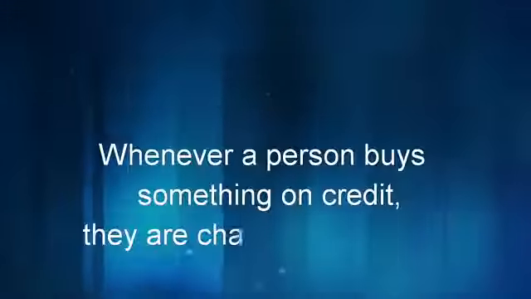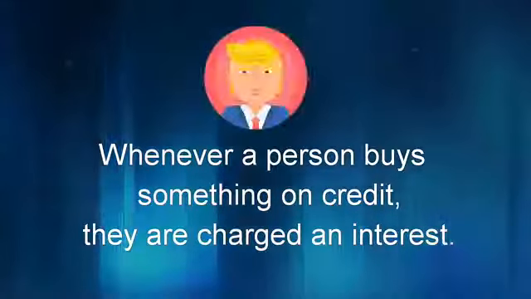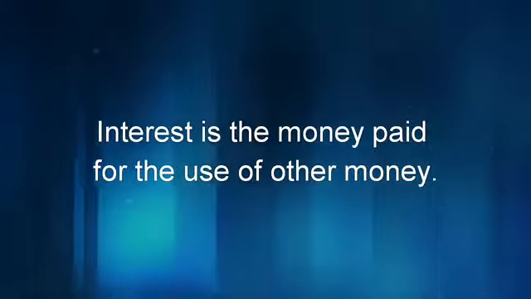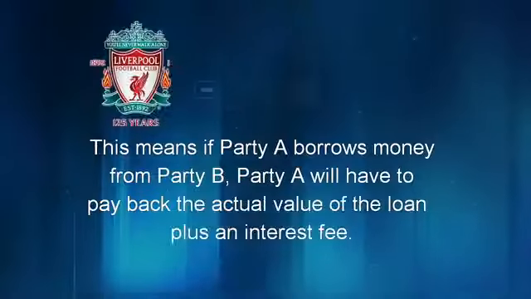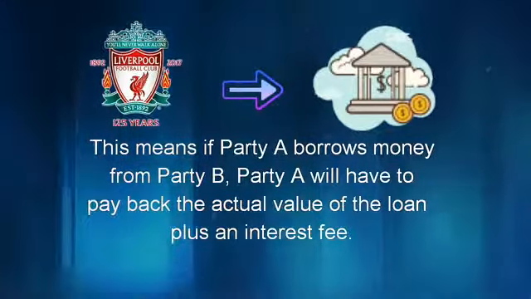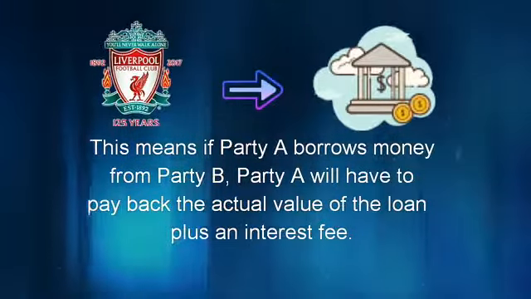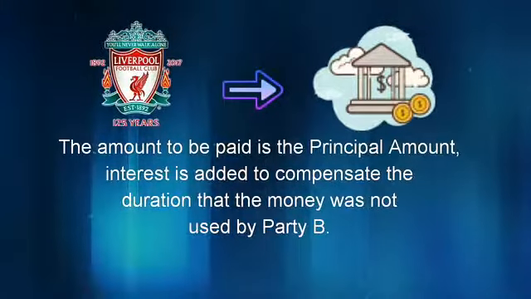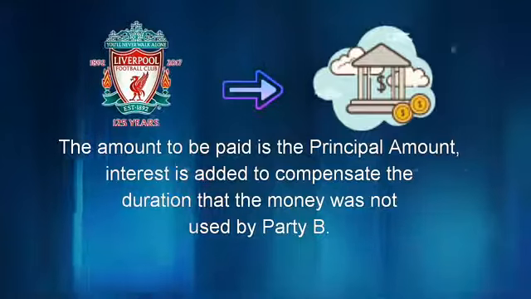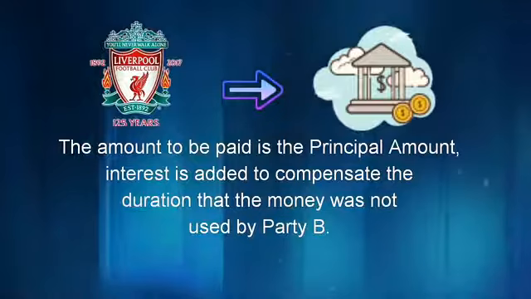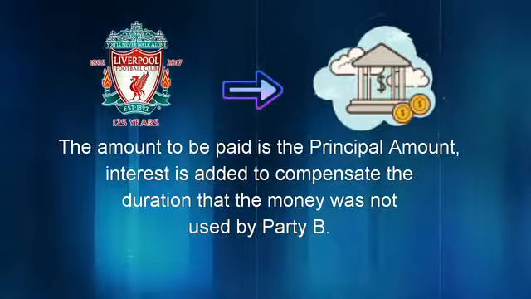Whenever a person buys something on credit, they are charged interest. Interest is defined as the money paid for the use of other money. This means if party A borrows money from party B, party A will have to pay the actual value of the loan plus an interest fee. The amount to be paid is the principal amount. Therefore, interest is added to compensate for the time during which the money was not used by party B.